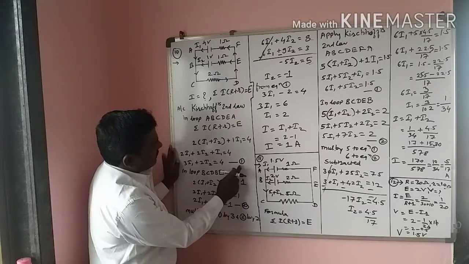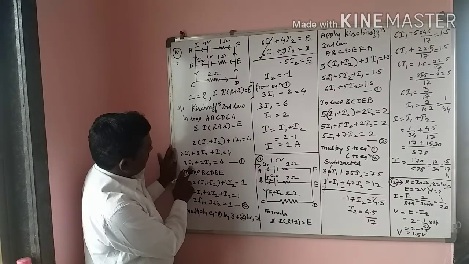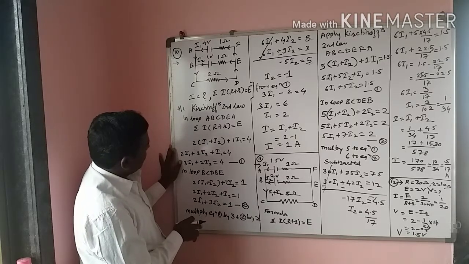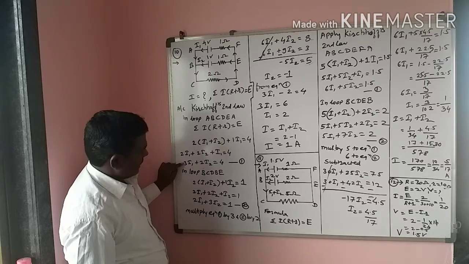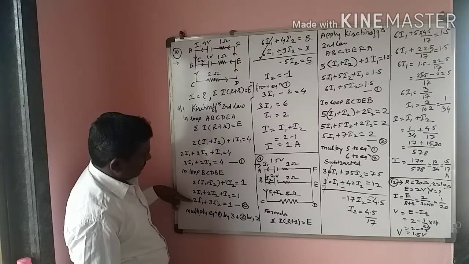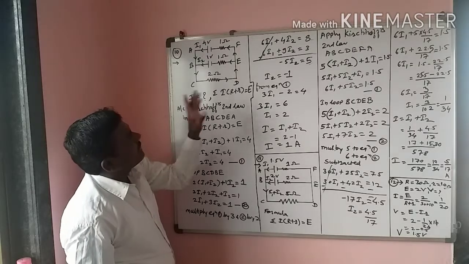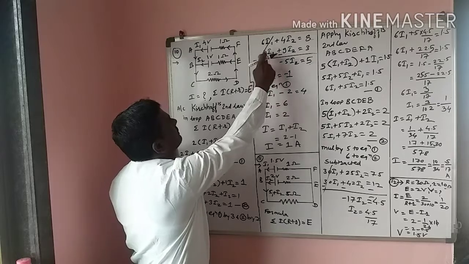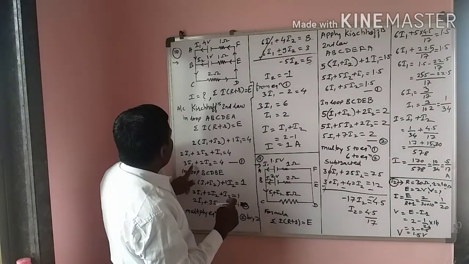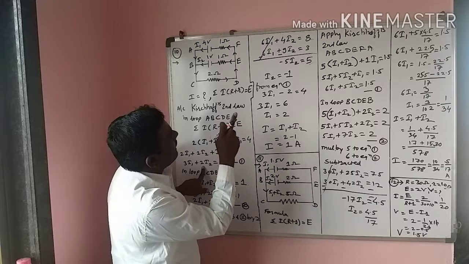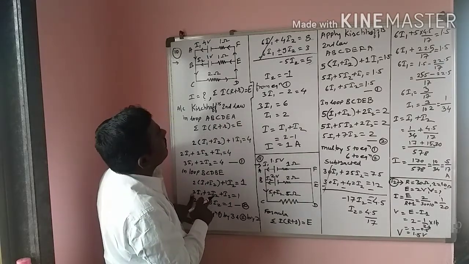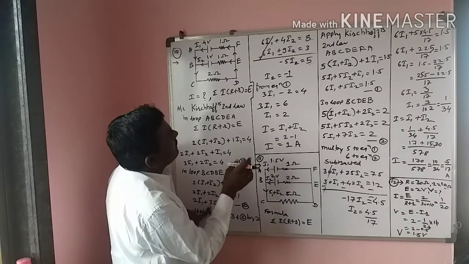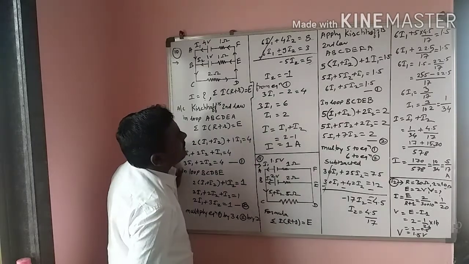Here, equation 1 and equation 2, when we subtract them directly we can't get the answer, so we multiply the first equation by 2 and the second equation by 3. Then we get 6I1 plus 4I2 is equal to 8, and 6I1 plus 3 times 3 is 9, 9I2 is equal to 3. Subtracting, we get I2 is equal to minus 1.